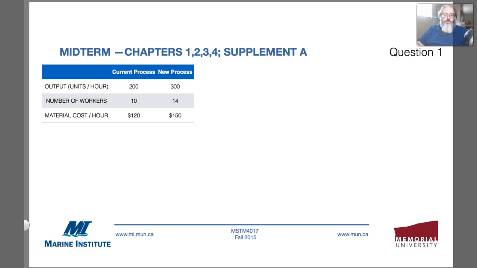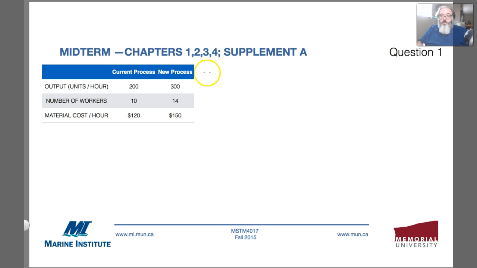Okay, here we go. I'm going to run through the midterm, go through all 5 questions on the first 4 chapters and supplement A. So let's jump right in. Question 1 is about the Abco company that manufactures electrical assemblies. We're given some information there in the question, so this is just a simple multi-factor productivity calculation. You do it twice.